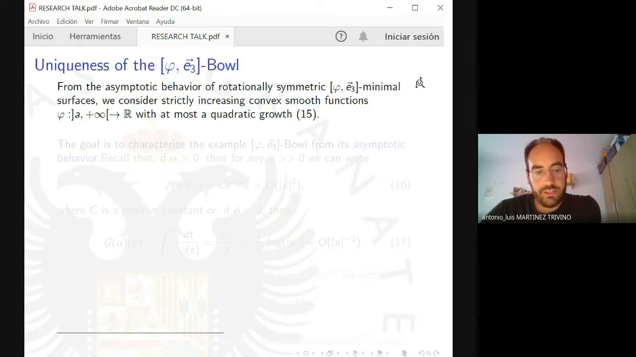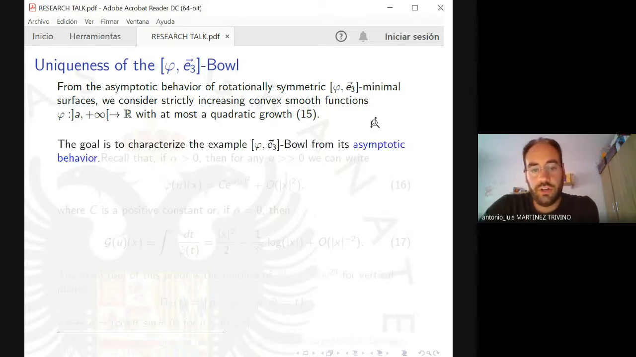Bear in mind the two sections of this talk. We study the existence and the asymptotic behavior of this example when phi is a strictly increasing convex smooth function with at most quadratic growth. Okay, so under this condition, the goal is to characterize the example phi3 ball from its asymptotic behavior.